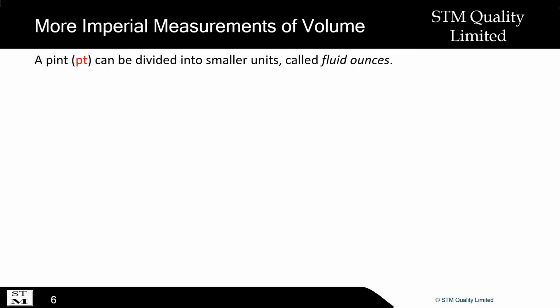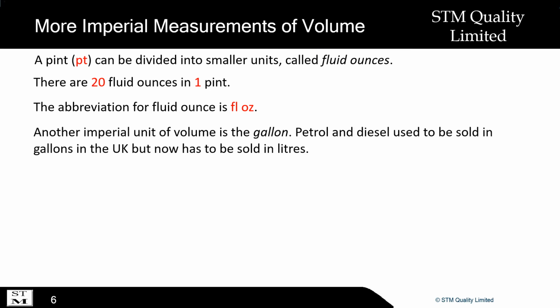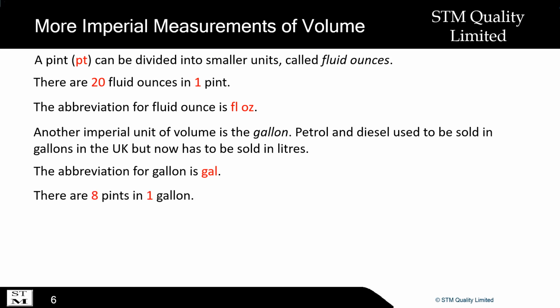A pint, PT, can be divided into smaller units called fluid ounces. There are 20 fluid ounces in 1 pint. The abbreviation for fluid ounce is FLOZ. Another imperial unit of volume is the gallon. Petrol and diesel used to be sold in gallons in the UK, but now has to be sold in litres. The abbreviation for gallon is GAL. There are 8 pints in 1 gallon.